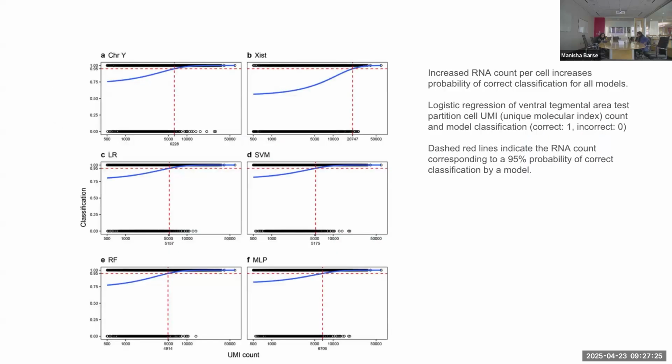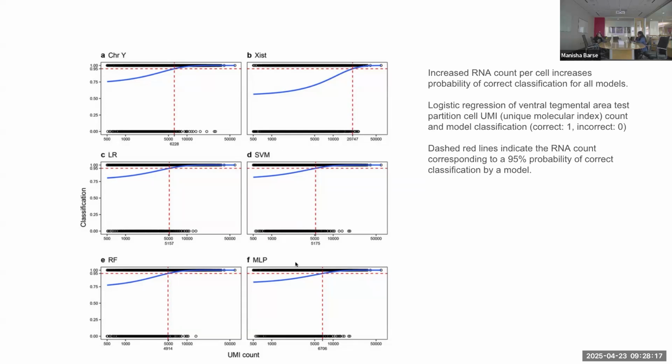In addition to this analysis, they also looked at the RNA counts. They see that increased RNA counts per cell increase the probability of correct classification for all the models. In these figures, they use a logistic regression of the VTA test partition, cell UMI count, and the model classification. Correct means correctly identified and is associated with the higher value 1, and incorrect is 0.